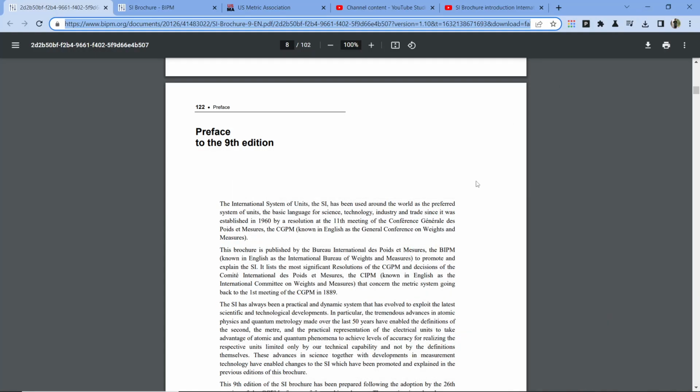Alright. Preface to the ninth edition. The International System of Units, the SI, has been used around the world as the preferred system of units, the basic language for science, technology, industry, and trade, since it was established in 1960 by resolution at the 11th meeting of the CGPM, known in English as the General Conference on Weights and Measures.